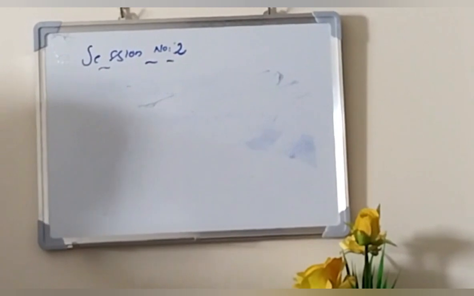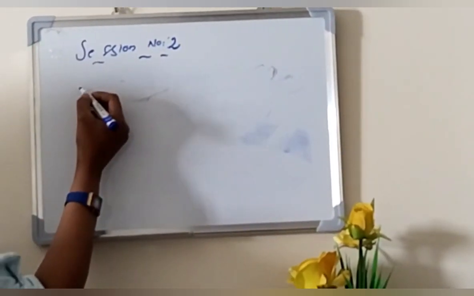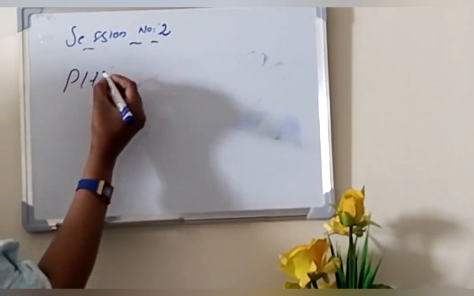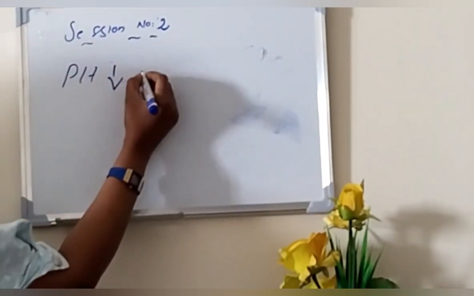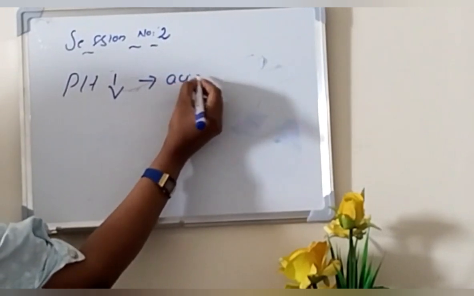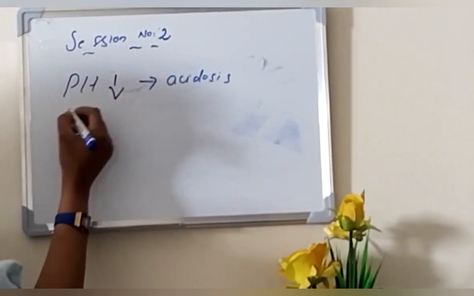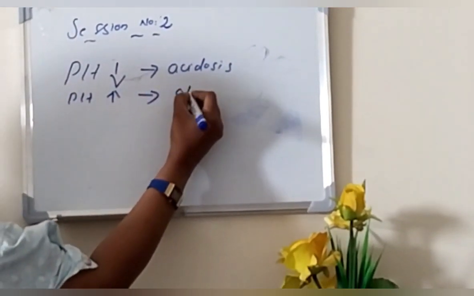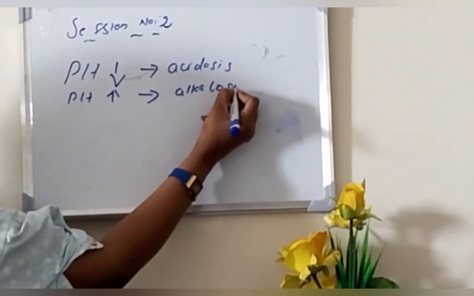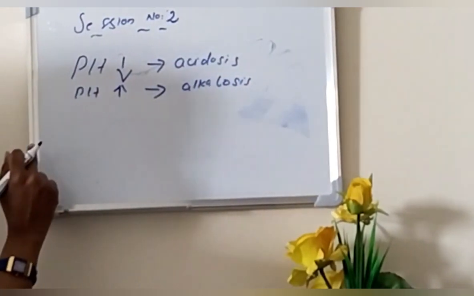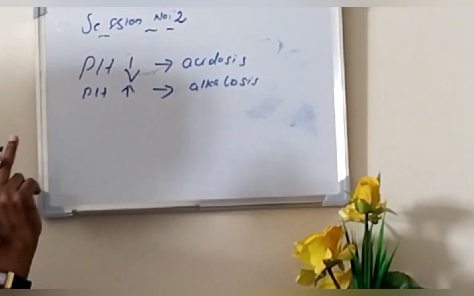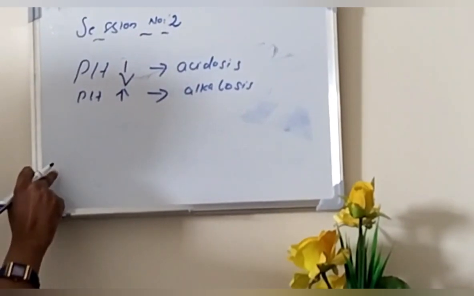Here are the different components of ABG. The first one is pH. pH is the hydrogen ion concentration in the blood. When pH goes down, it is called acidosis. When the pH value goes high, it is alkalosis. You know the normal range of pH, 7.35 to 7.45, that we discussed last session, isn't it? Okay.